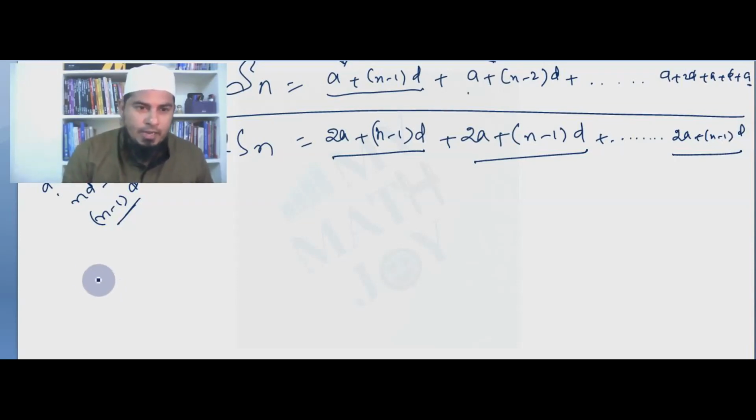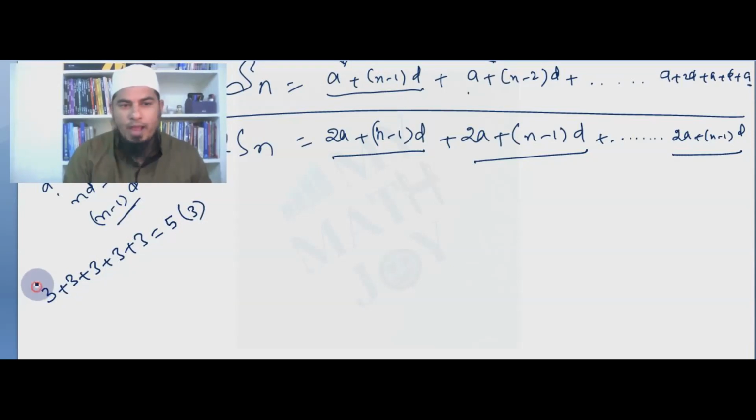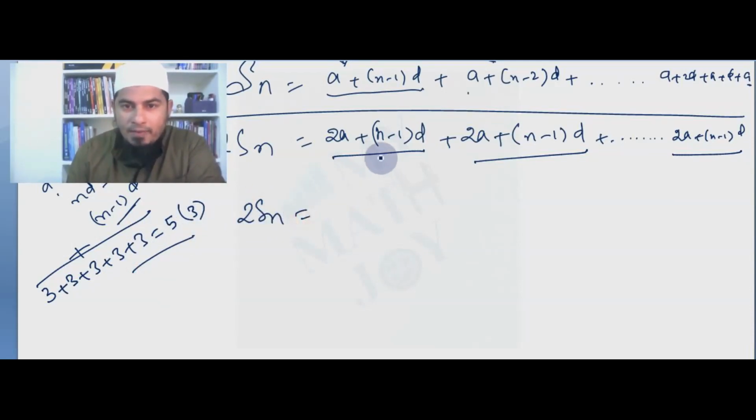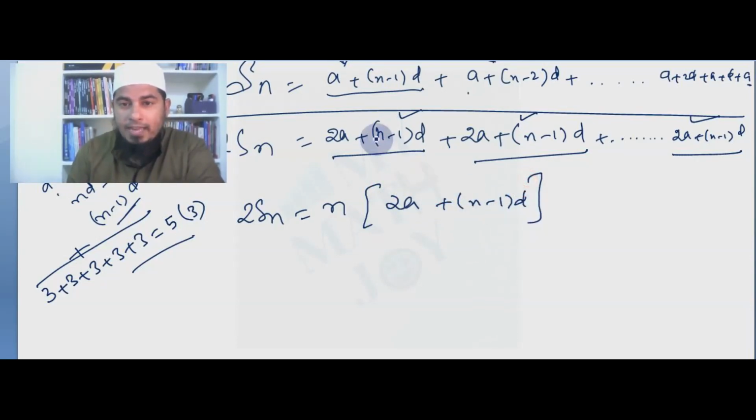So tell me, I am adding 3 plus 3 plus 3 plus 3 plus 3. How many times? 5 times. Directly I can write 5 times 3 as the answer. If you add it also, you will get the same answer. And for however many similar things you are adding, you can write in this fashion. So I am having this 2a plus n minus 1d, collectively n times. So directly the answer will be n times 2a plus n minus 1 into d. The addition completes here, as in the example I have shown.